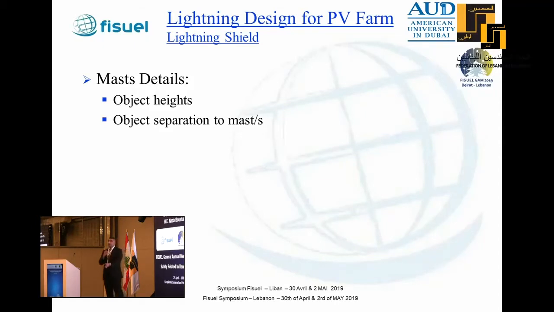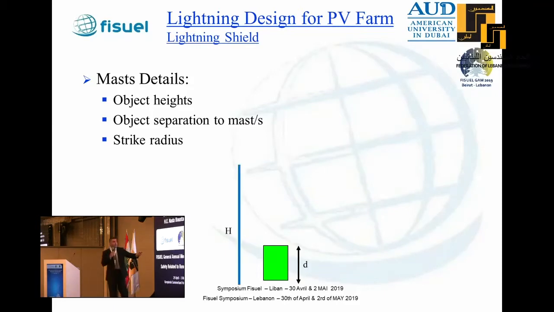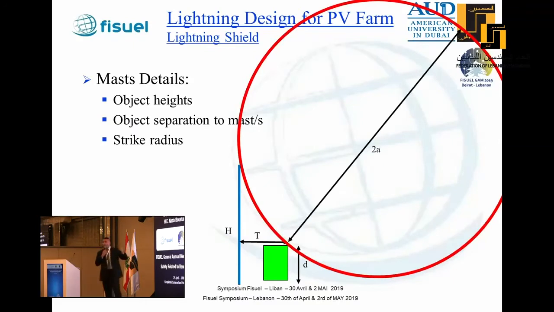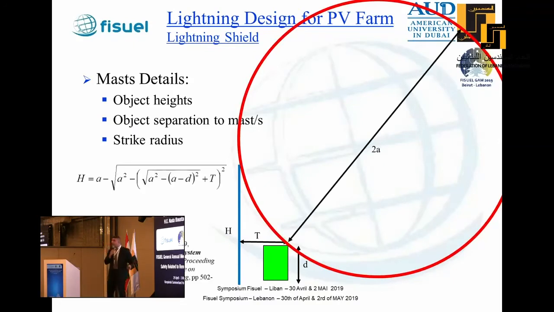I need to understand where I can place the mast. Maybe I can place it on top of it. Maybe I have some restriction: I have to place it 5 meters away from it. So this is an example. If I have a structure of height D, I'm forced to put a mast at a distance T from it. If I have a lightning strike of A, if I do some calculation, I end up having this relationship for the height.